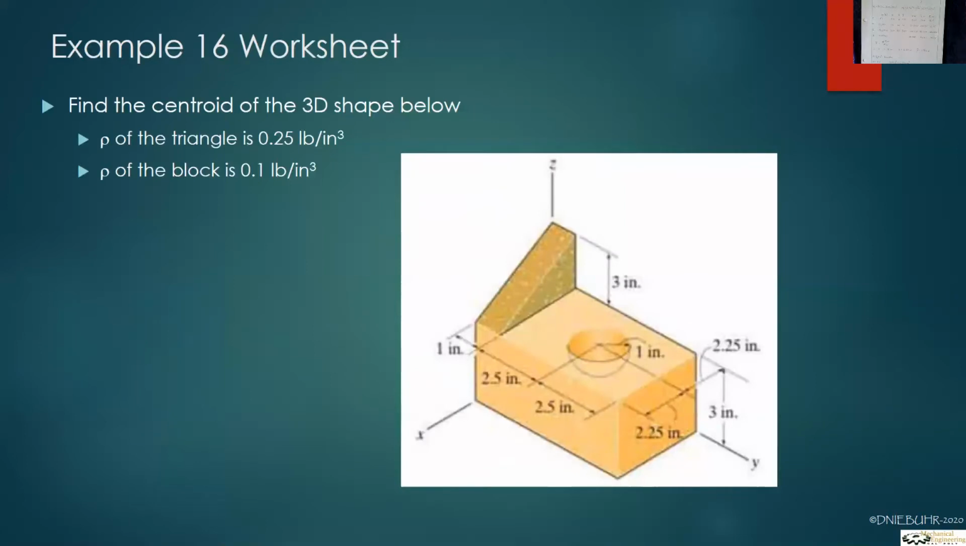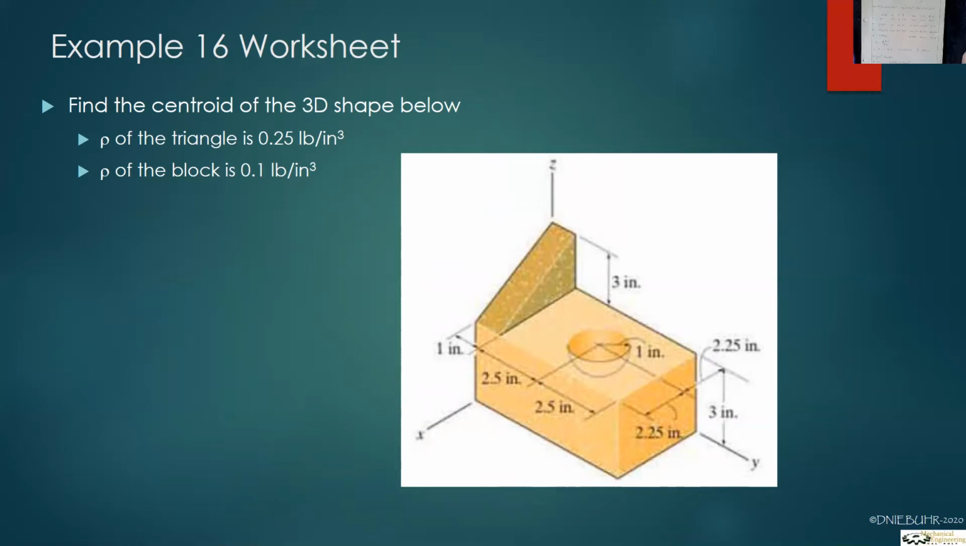All right, so your worksheet 16 has this, and this is just a planar 3D object. The only difference is I've added density. In this example, the block on the bottom has a density of 0.1 pound per inch cubed, and the triangle that's a slightly different color has a density of 0.25 pound per inch cubed.